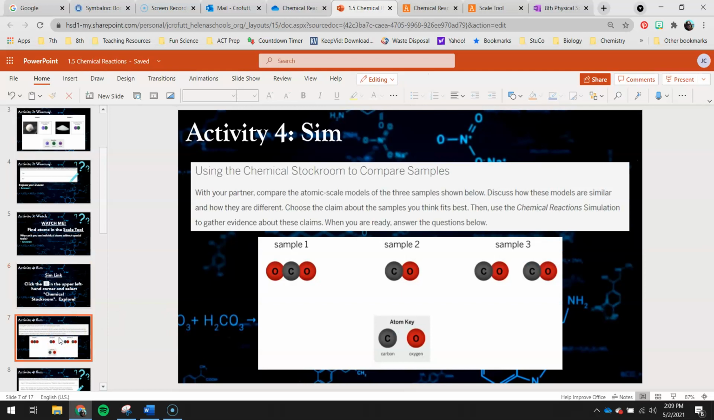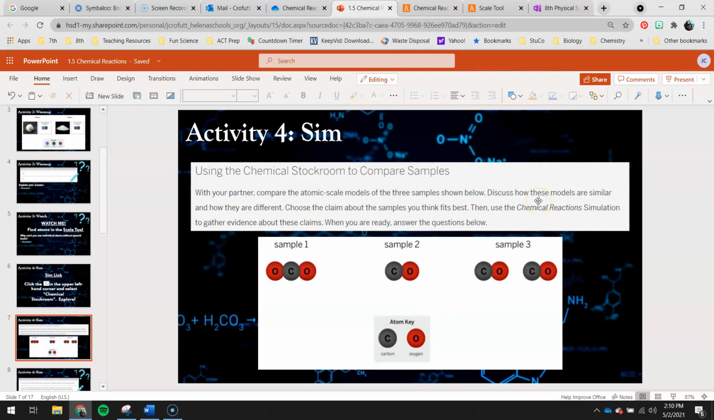All right, your computers should be facing forward now so I can go through the instructions for you. So, using the chemical stock room to compare samples. A lot of you are working by yourself at your table, that's fine too. But you are going to compare the atomic scale models of 3 samples shown below. You can see sample 1 looks like it's got a C and then 2 O's, so that's carbon and 2 oxygens. Sample 2 is a C with 1 O. And then sample 3, we've got a C with 1 O, C with 1 O, and you can see carbon and oxygen are the 2 elements that we're dealing with here.